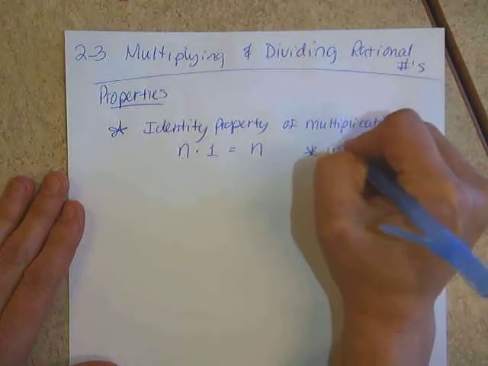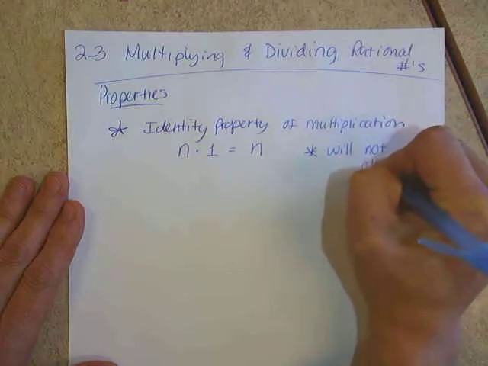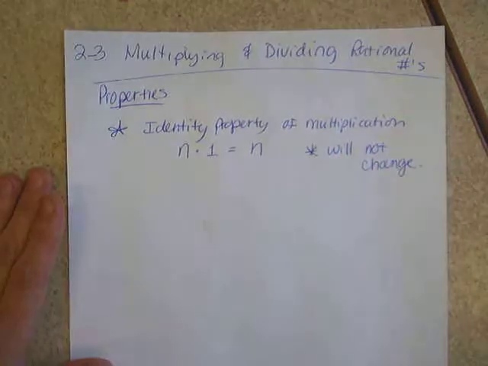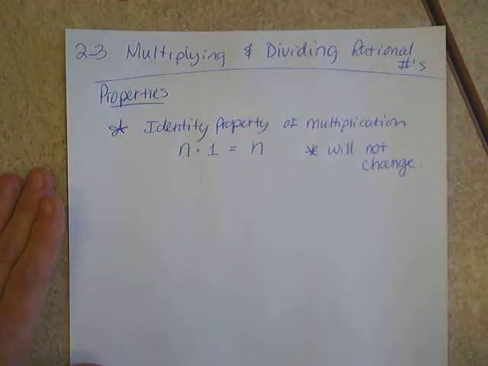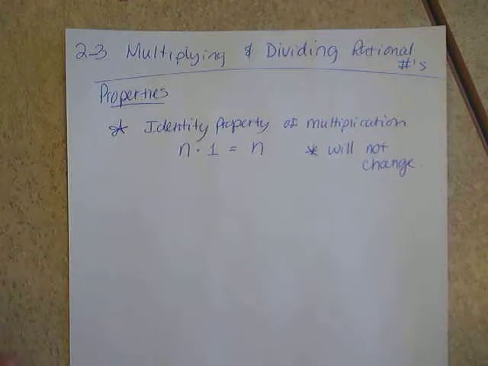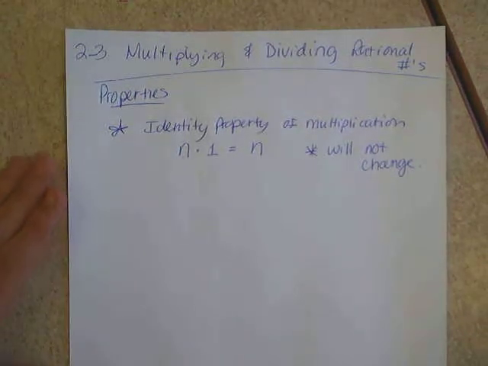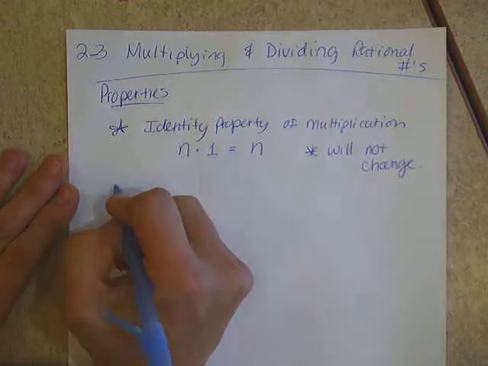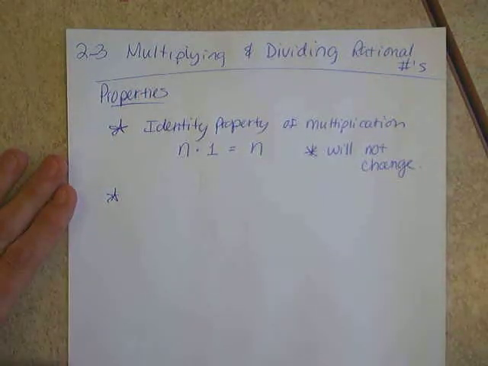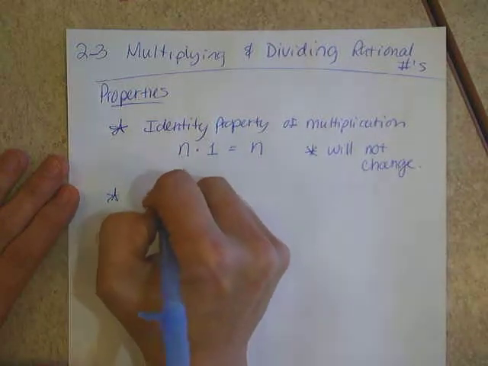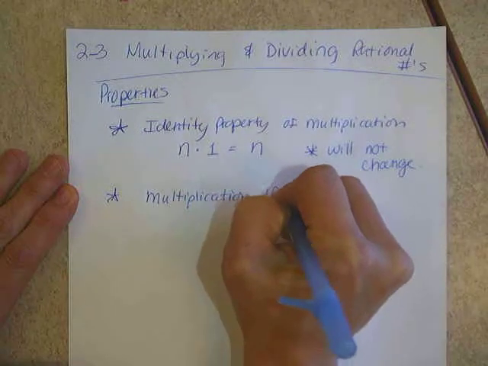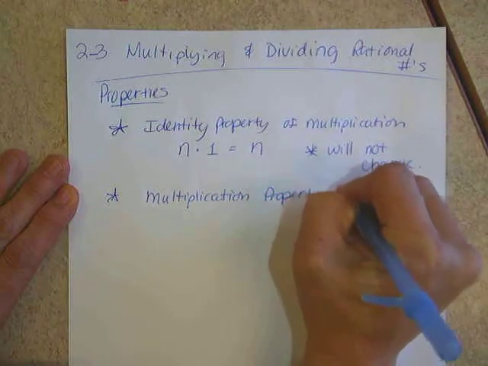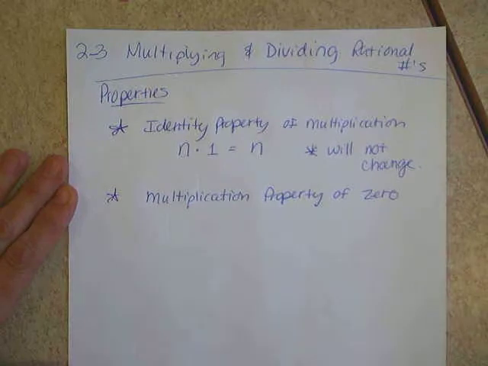Okay? So remember, it will not change. Okay? So the identity for multiplication is 1. The identity for addition is 0, because adding 0 won't change it. Now, speaking of 0, we have a property involving that. It is the multiplication property of 0.